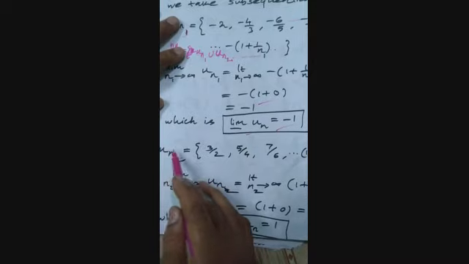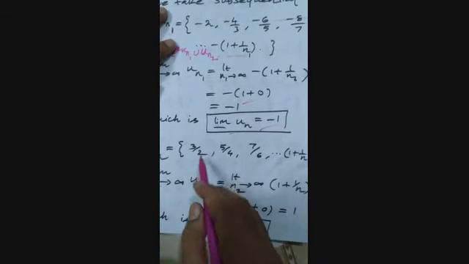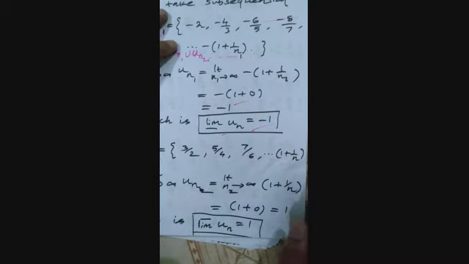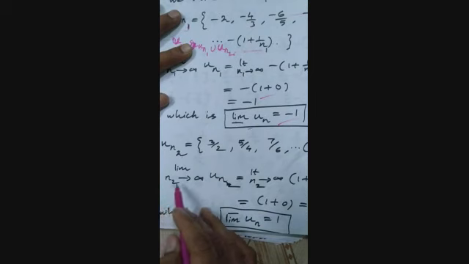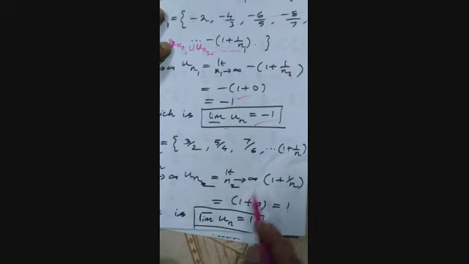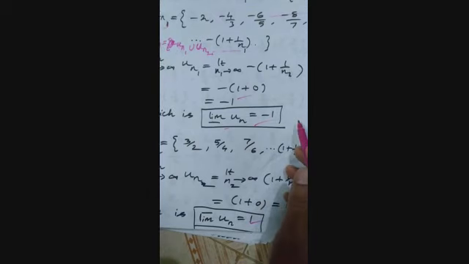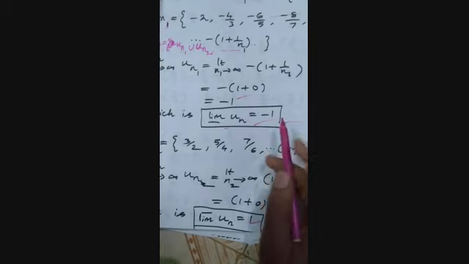Next, the subsequence u_n2. From u_n I take the sequence 3 by 2, 5 by 4, the positive terms of this sequence. I take the limit as n2 tends to infinity of u_n2, that is 1 plus 1 by n, 1 plus 1 by infinity is 1 plus 0, which is 1. So this is the limit supremum. Now we got the limit infimum and limit supremum: minus 1 and 1.